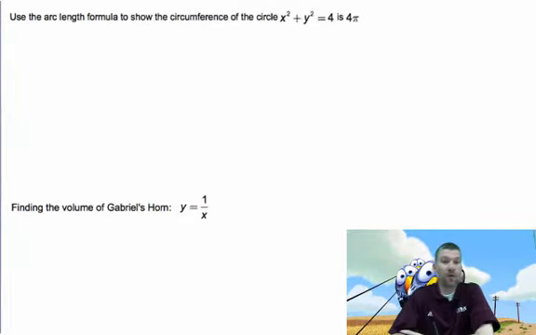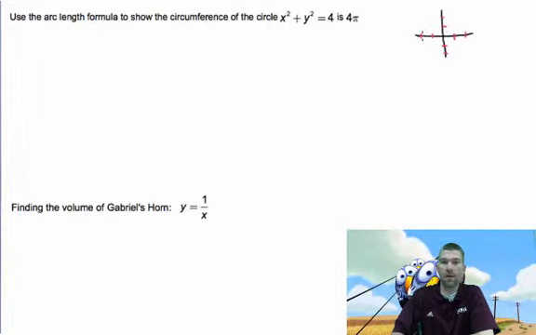Okay, we're going to use the arc length formula to show that the circumference of the circle x squared plus y squared equals 4 is 4 pi. So let's get some things that we can work with here because we don't necessarily want to work with a super nasty function. If I were to graph this circle, it's got a radius of 2. So it comes out here to 2, comes up 2, comes over here 2, and it goes down 2.